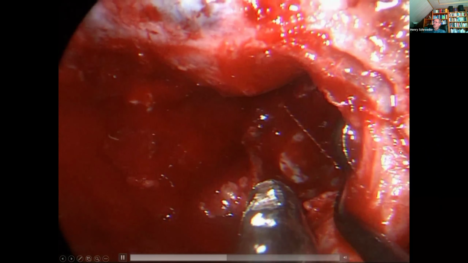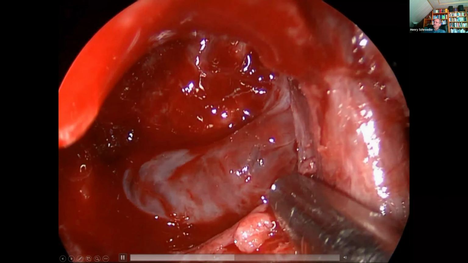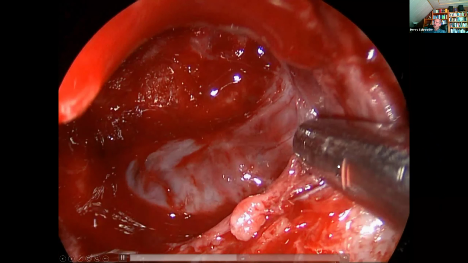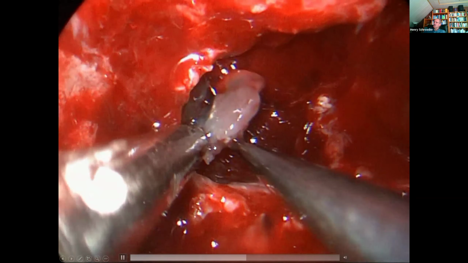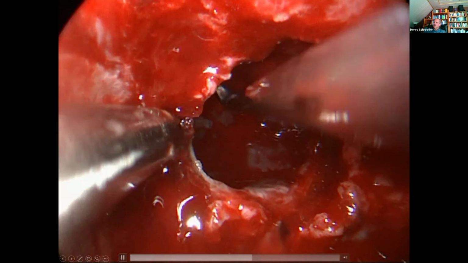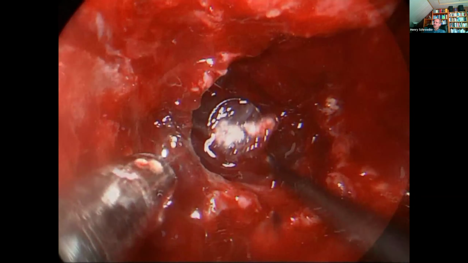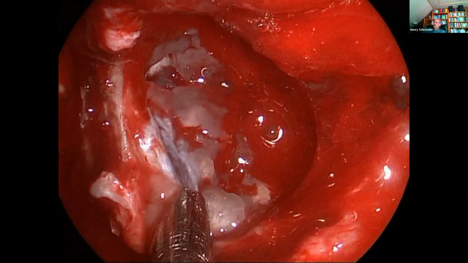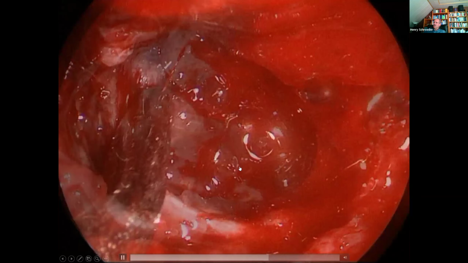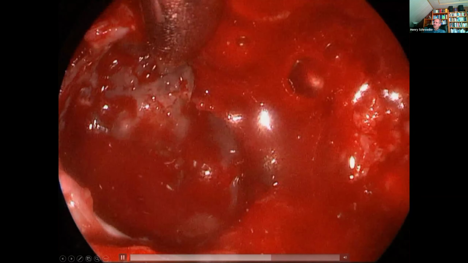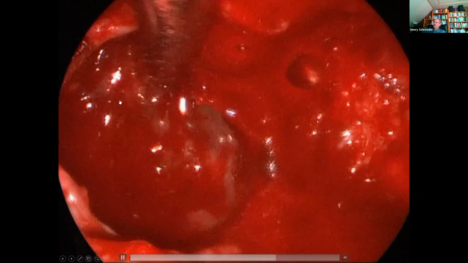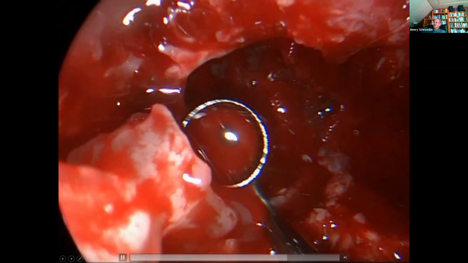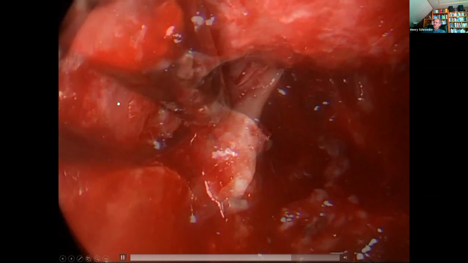This was a 0-degree endoscope, and now we switch to 45. And you see how nicely you can look behind the cavernous carotid and can make sure that you really resect all the tumor in this area. Again, here comes the dura. Again, some bony part of the tumor resected on the other side. And then with the curette, we have a good resection.